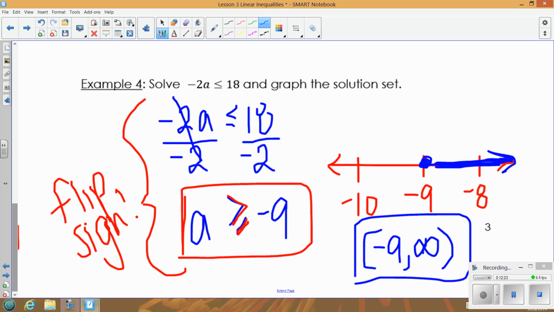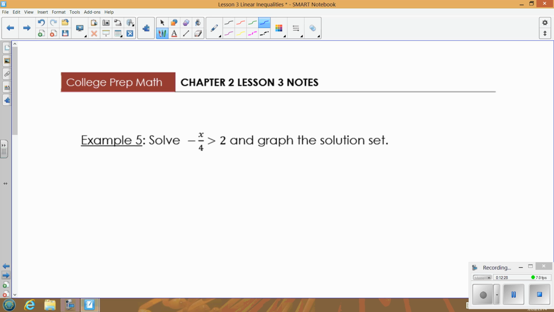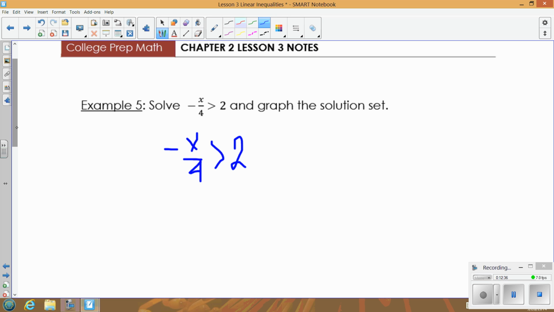Alright, let's look at another example of this. For this one, we have negative x over 4 is greater than 2. I need to get x by itself, so it's a fraction. If you ever want to get rid of fractions, remember you multiply by the LCM, or whatever number's in the denominator. In this case, I just have a 4 in the denominator. But I need to get rid of this negative as well.